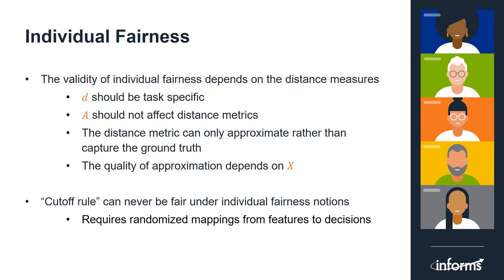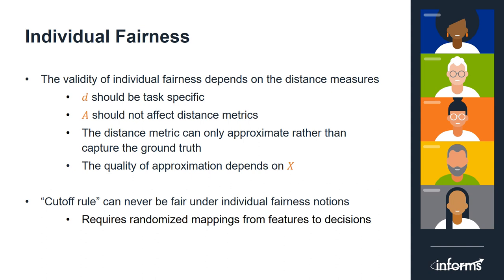It's important to remember that the validity of this fairness notion depends on the choice of distance metrics. Dworkin and others also emphasize that the distance metric D should be task-specific. It should measure whether individuals are similar with respect to a certain task. More importantly, the sensitive attributes should not directly or indirectly affect the distance metrics.